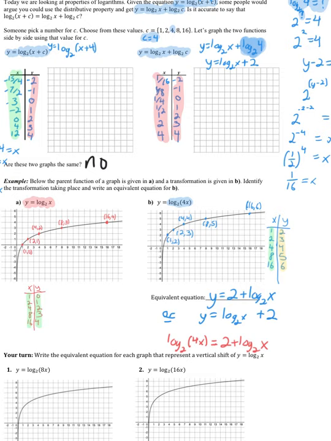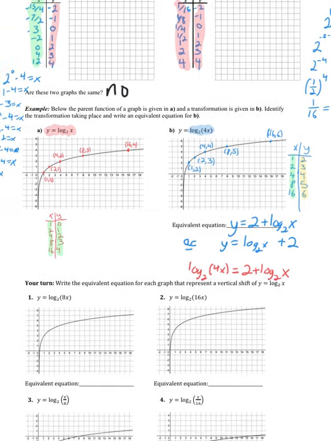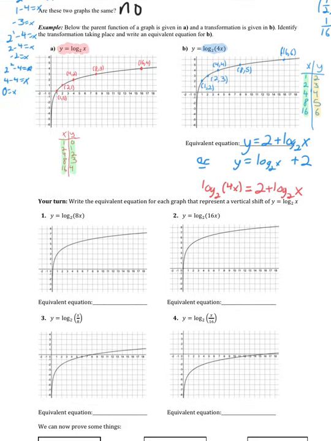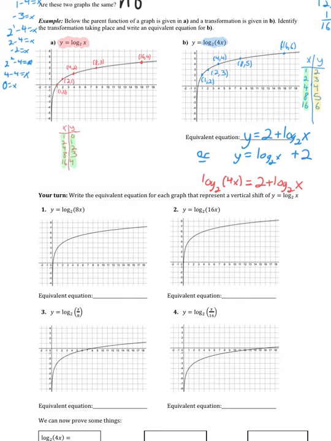All right. Now, what I want you guys to do, use the same parent function from example A, and then go through these four graphs and write an equivalent equation for each of the four. Thinking about translations, vertical translations, moving the function up or down only. So take a few minutes to work on these four equations, create an XY table, and then see if you can tell whether it's moving up or down.